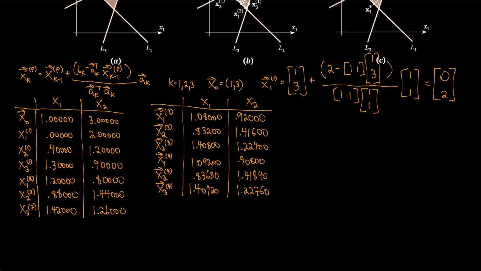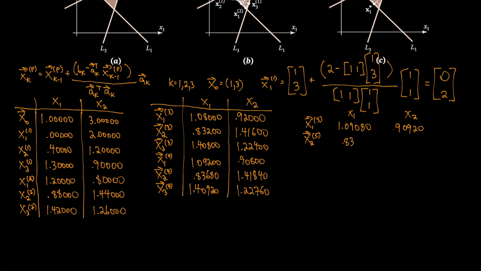How about we do 5 and 6, and we'll wrap up there. So for x1,5, we have 1.09080 for x1, and 0.90920 for x2. You can see that the x1s now aren't changing much anymore. They're basically 1.09, or 0.9. The x2s similarly are starting to level off.